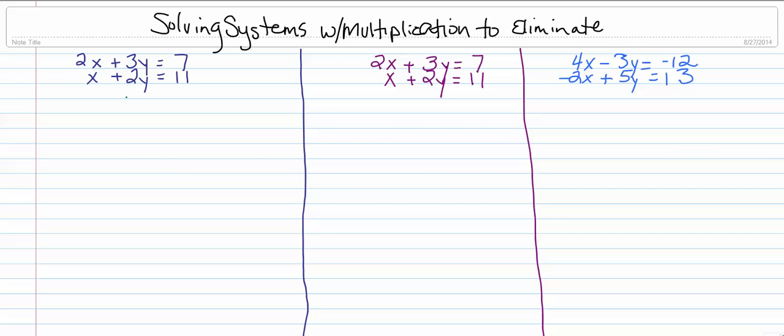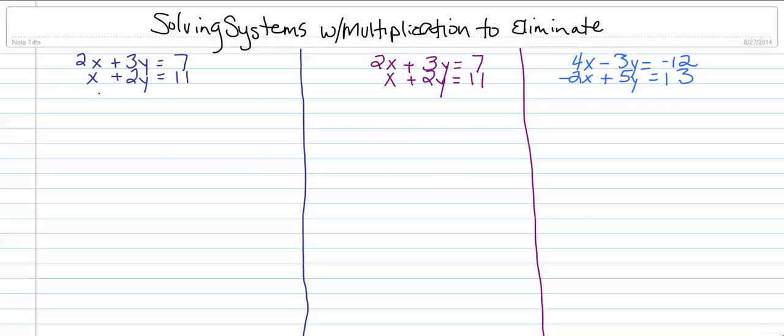Systems of equations. We're going to use the elimination method to solve these as well. But this time the systems are not going to be set up perfectly for us to just start right into using elimination. We are going to have to use multiplication in order to get one of the variables to have a pair of opposite coefficients. It does not matter which variable you choose to start with. You can choose to eliminate x first, or you can choose to eliminate y first.